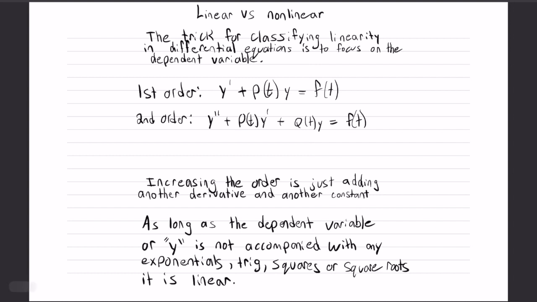Linear versus nonlinear. The trick for classifying linearity in differential equations is to focus on the dependent variable. Here we have a dependent variable, which is y, and we have a constant, which is p of t, and as our order goes up, we will have added constants as our derivatives increase. So increasing the order here is just adding another derivative and another constant. As long as the dependent variable, the y in this, is not accompanied with any exponentials, trig functions, squares, or square roots, this example will be linear.